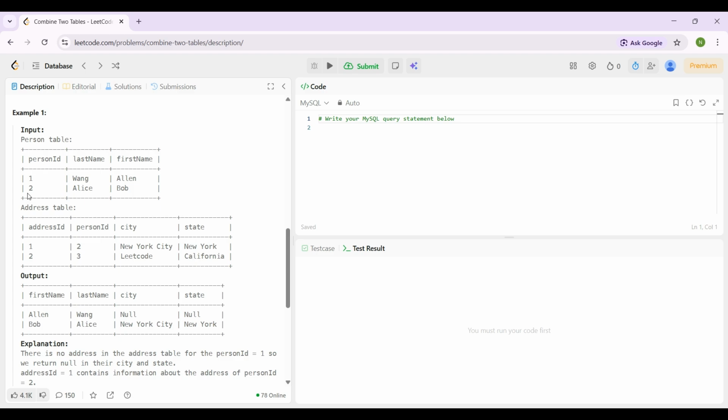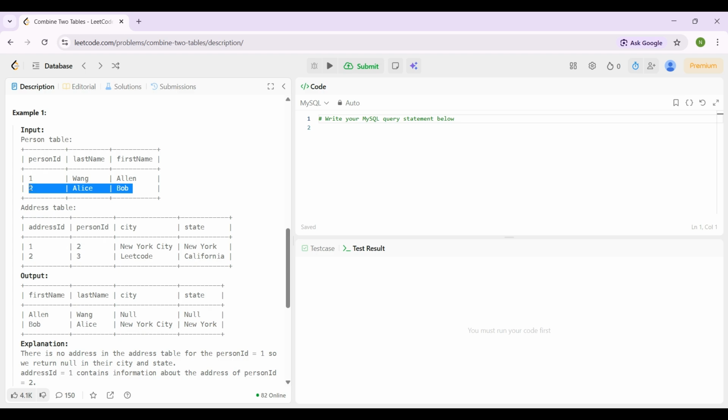Okay, next see this example. Here, person ID is 2, last name is Alice, and first name is Bob. See here, address ID is 1, person ID is 2.